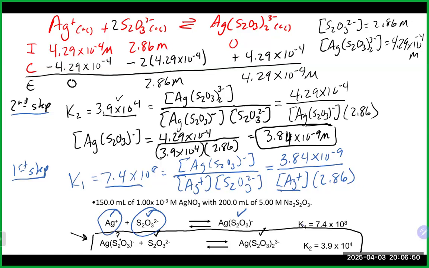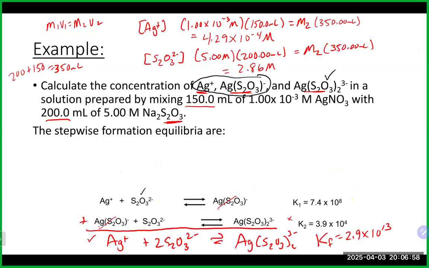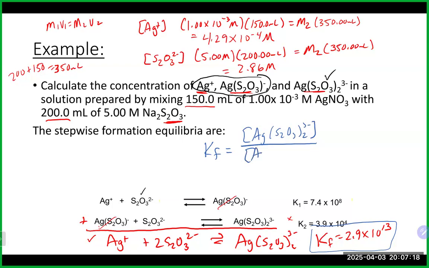Now, just to show you that if you wanted to attack the silver here after the first ice table, you could have done that with our combined value here. So you could have, after that first ice table, used the KF that we calculated, where the KF would equal our complex ion divided by our silver and S2O3 2 minus squared in this case because we're using the overall reaction. And this would equal our 2.9 times 10 to the 13.